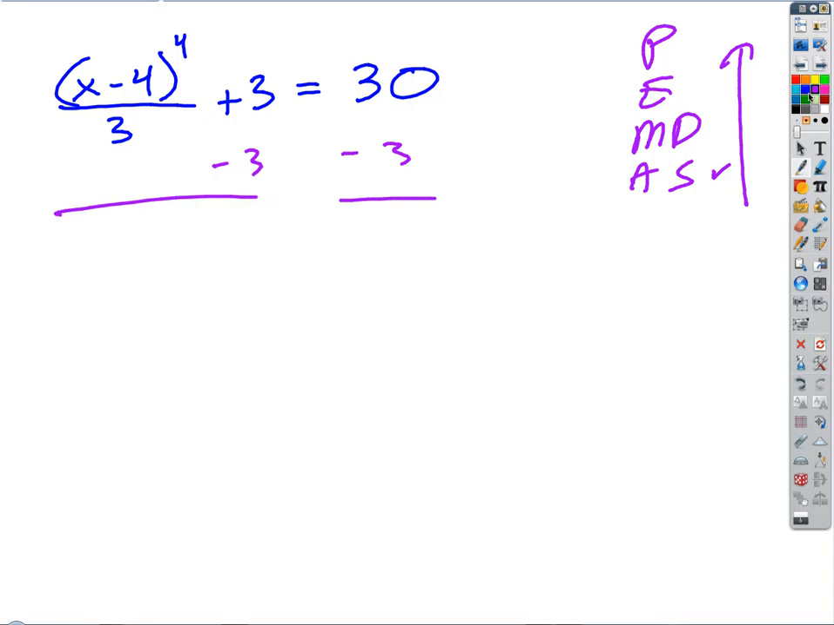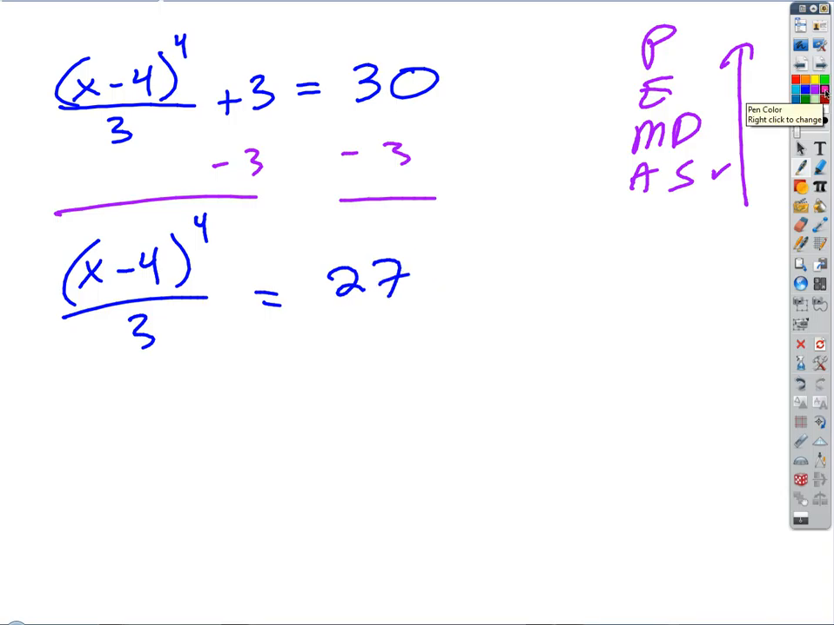First step is subtract 3, giving us x minus 4 to the 4th over 3 equals what? 27. 27. Okay, next rung on the ladder is what? Multiply both sides by 3, because I want to undo dividing by 3, right? So we multiply each side by 3, so those cancel.